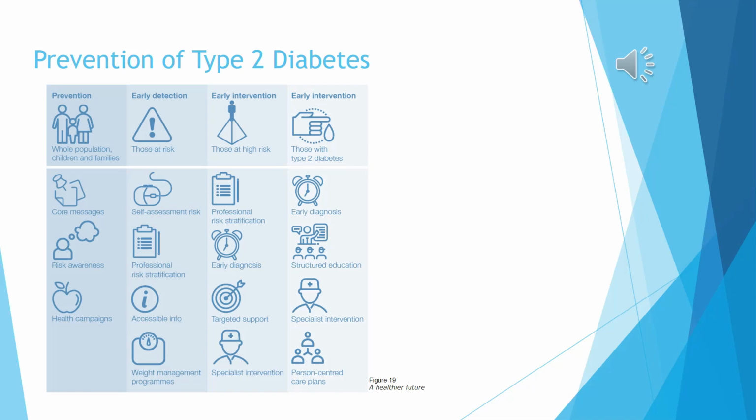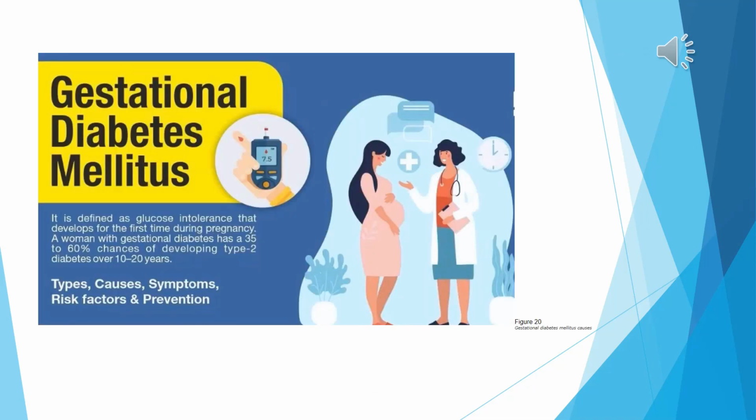Before women get pregnant, they may be able to prevent gestational diabetes by losing weight if they are overweight and getting regular physical activity. But do not try to lose weight if you are already pregnant.